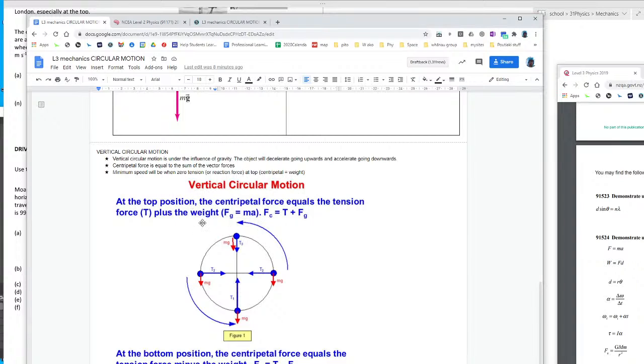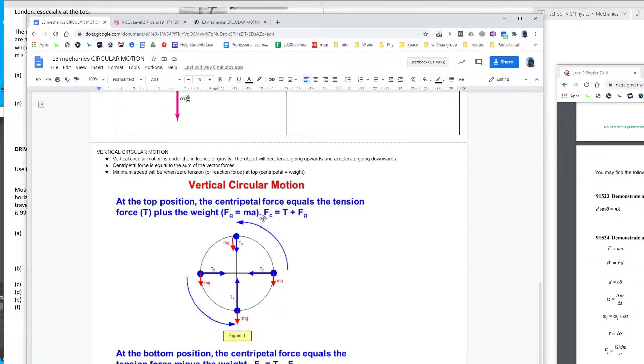For these ones we usually work out the tension forces, and we'll talk about that in a second. But essentially, the typical question is the minimum speed. At the very top, the tension force is going to equal mass times gravity. At the bottom, the tension force is going to be equal to the centripetal force plus the weight force, the mass times gravity.